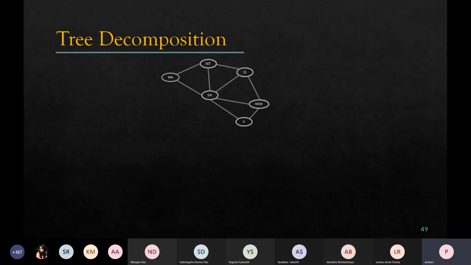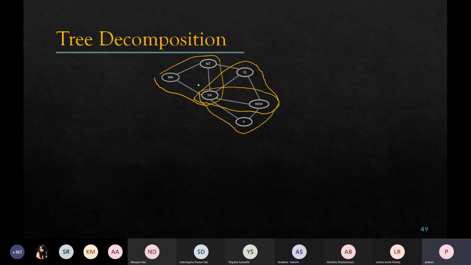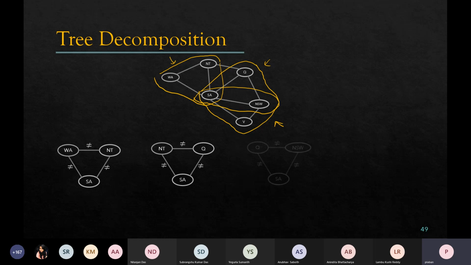There is another way to convert a generic constraint graph into a tree structure. So you see that this graph can be looked at in a different way. We have a substructure like this. We have a substructure like this. And we have a substructure like this. So what we can do, we can define a mega variable for each of these substructures consisting of these small variables. So this is one structure, this is another, and this is other.